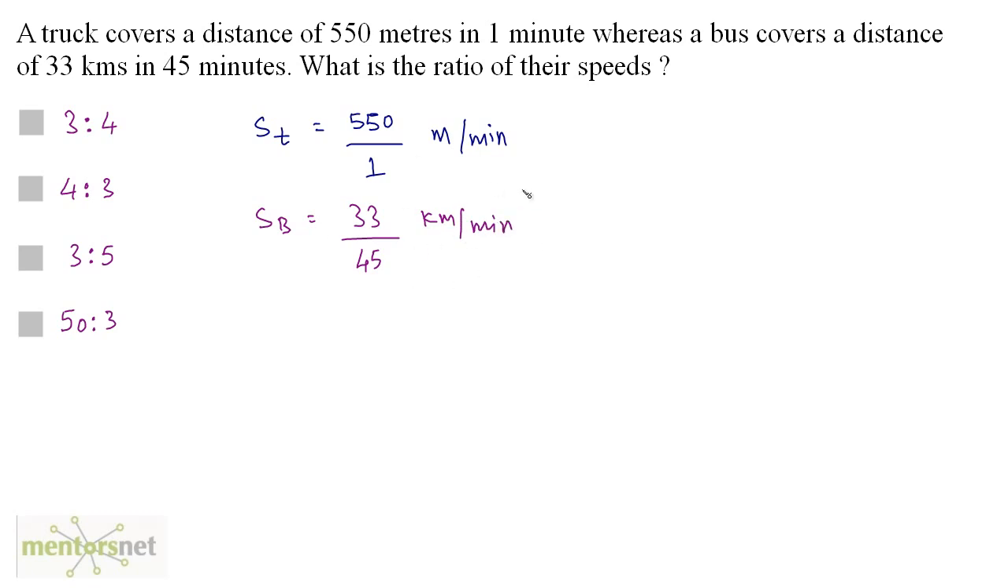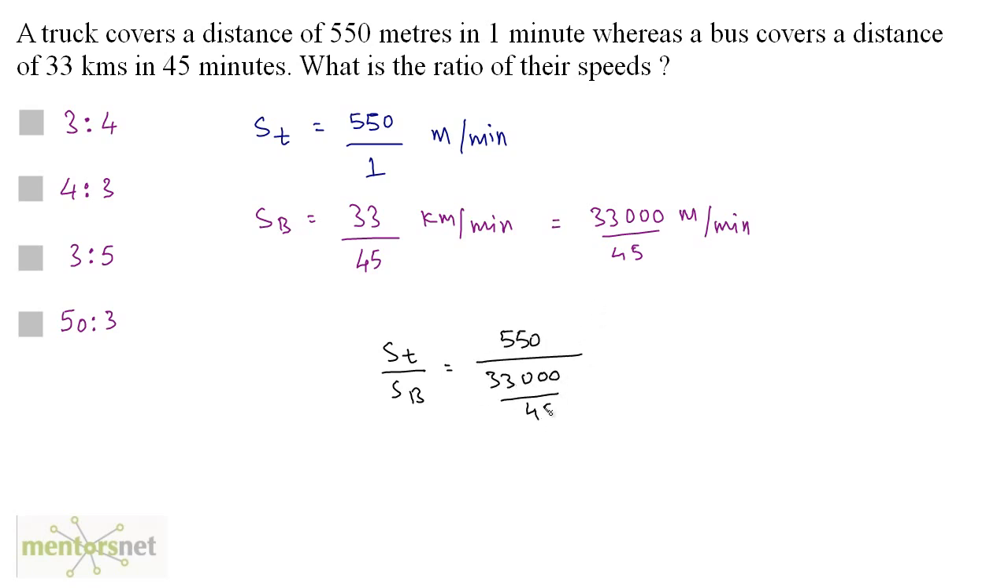Now in order to take the ratio, we need to have the units same. So let's convert this kilometers per minute to meters per minute. So 33 kilometers is basically 33,000 meters by 45 minutes. So we have now the unit same, we can take the ratio. So the ratio of the speed of truck upon the speed of bus is equal to, we have 550 as the speed of truck divided by 33,000 by 45. So this is equal to 550 times 45 divided by 33,000.